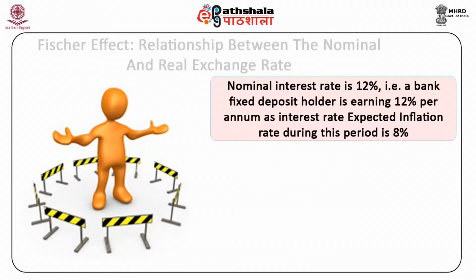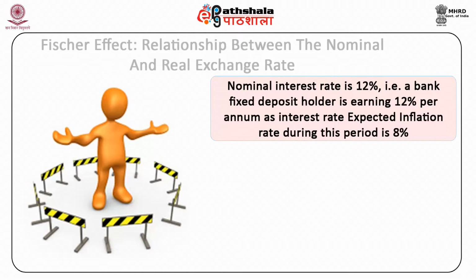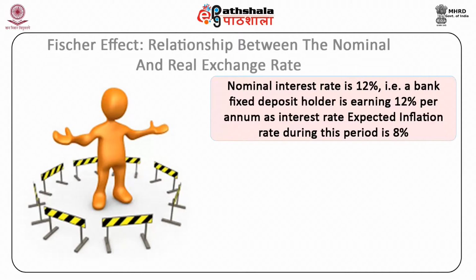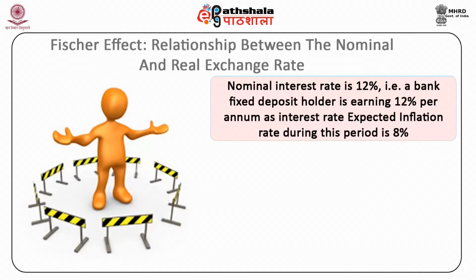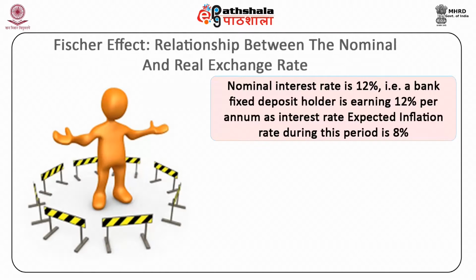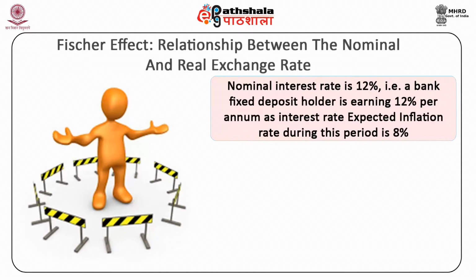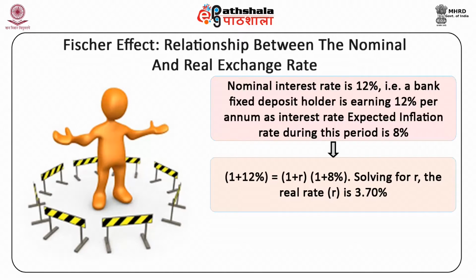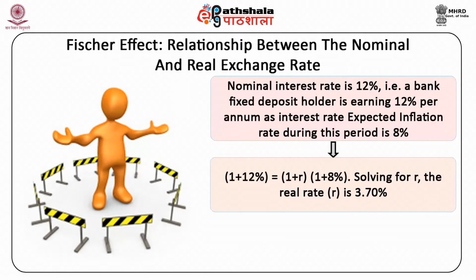Nominal interest rate is 12%. That is, a bank fixed deposit holder is earning 12% per annum as interest rate. Expected inflation rate during this period is 8%. 1 plus 12% is equal to 1 plus r into 1 plus 8%. Solving for r, the real rate is 3.70%.